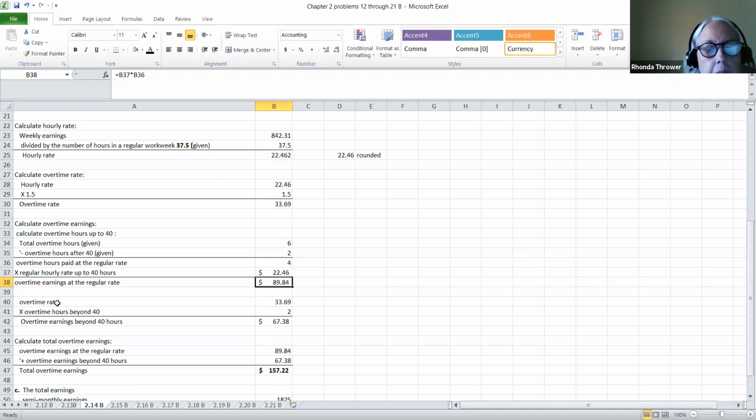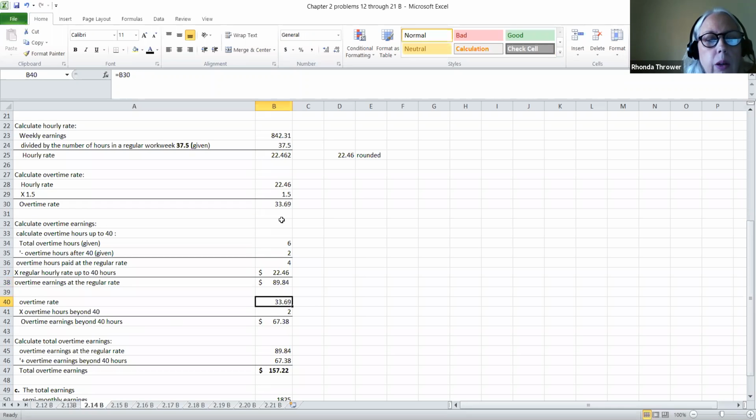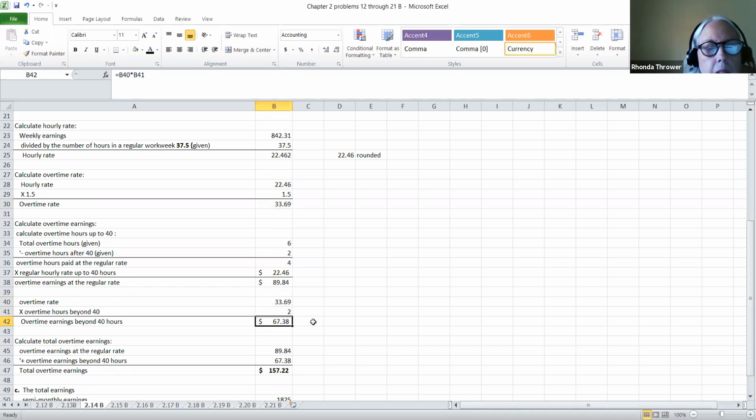Then we would have to find the overtime earnings that are beyond 40 hours. And to do that, we'll take our overtime rate that we calculated here, just bring that amount down, and multiply it by the 2 hours that they told us in this problem. These were given, that were the hours beyond 40. So when you multiply that out, your overtime earnings beyond 40 hours is $67.38.